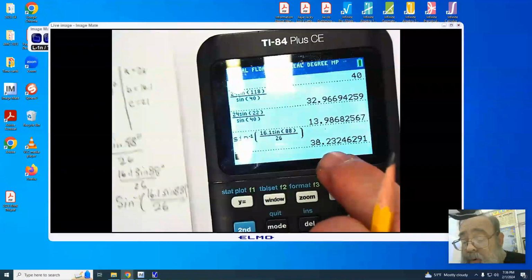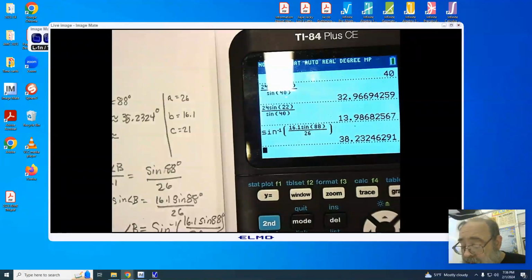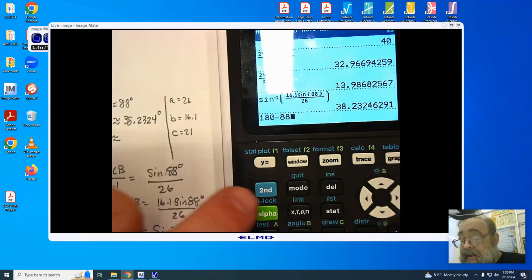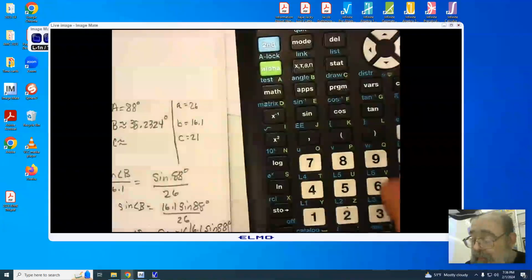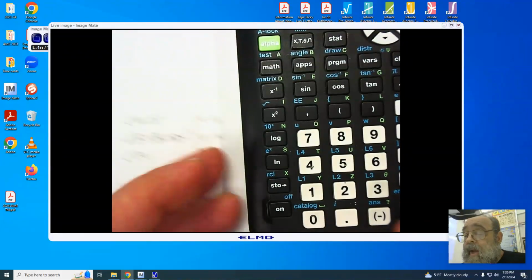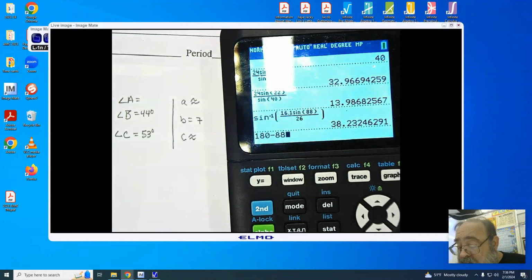And I want to use this angle that's already been given. So I'm going to have to take 180 degrees and subtract the known 88. And here's the trick. We're going to hit second, followed by the answer right down here, and we will be able to put in the previous answer to the largest decimal place possible.